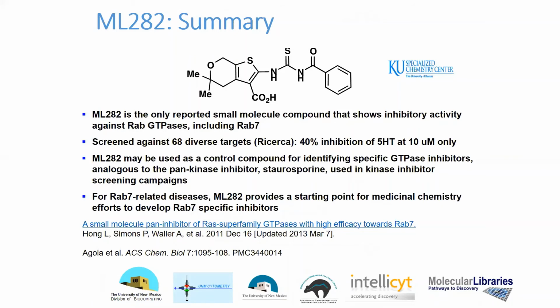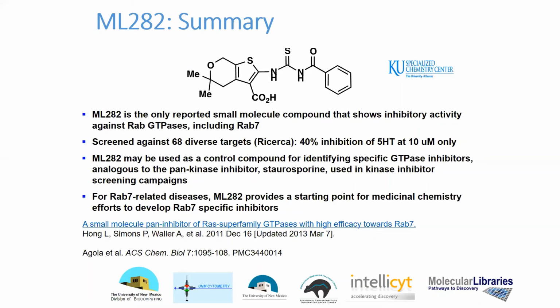Thus, ML282 is the only reported small molecule compound that shows inhibitory activity against Rab GTPases, including Rab7. It has been screened against 68 diverse targets by Recerca and shows only a 40% inhibition of 5-HT at 10 micromolar.